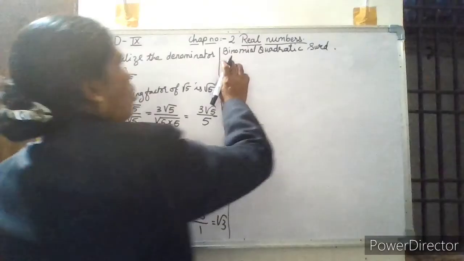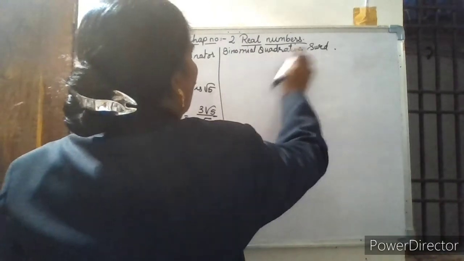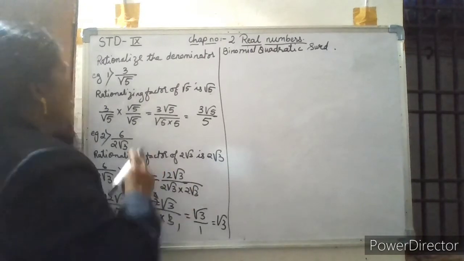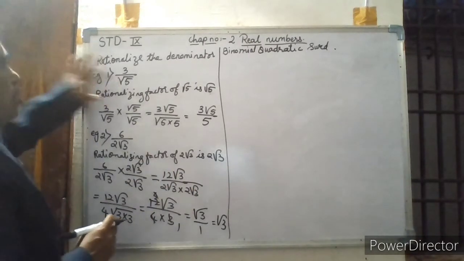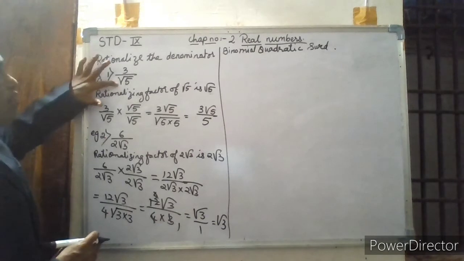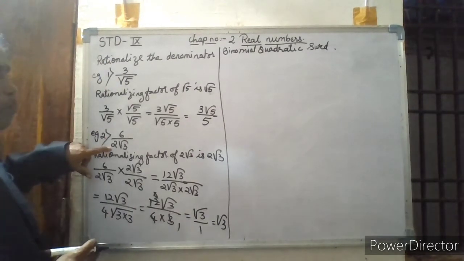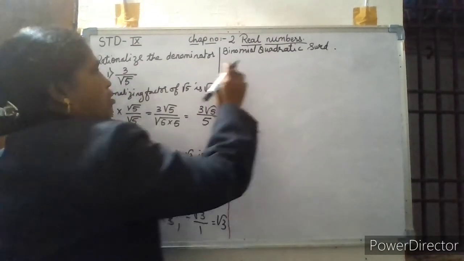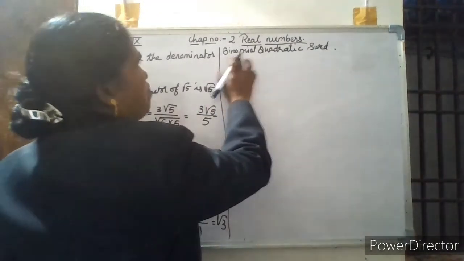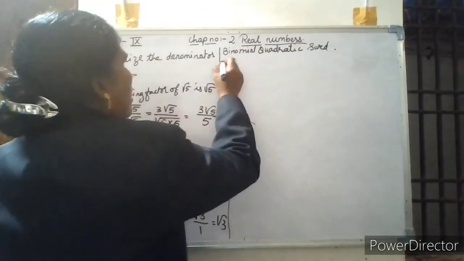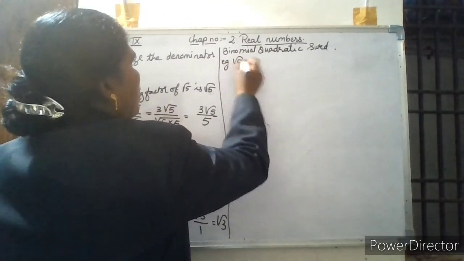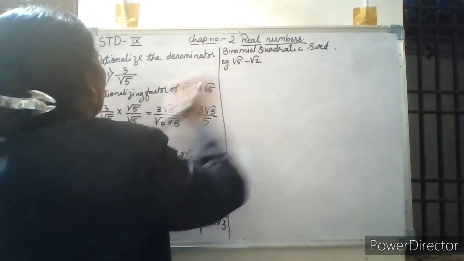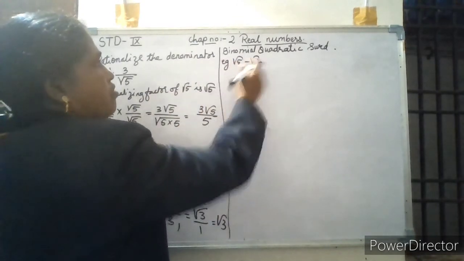Now binomial quadratic surds. What are binomial quadratic surds? See, this is a monomial. The denominator which we are rationalizing, it is a monomial. This too is a monomial. But if we get this in binomial form, then it is called binomial quadratic surds. Example: suppose root of 5 minus root of 2 is given. Its rationalizing factor is the conjugate. It is also called conjugates.